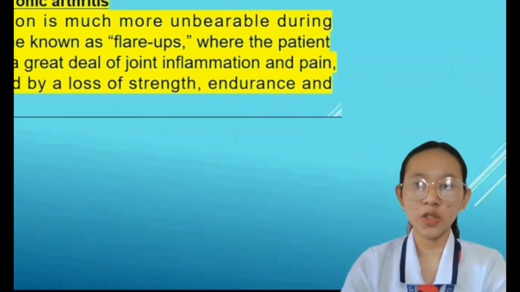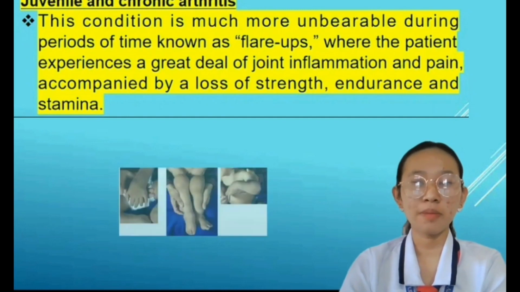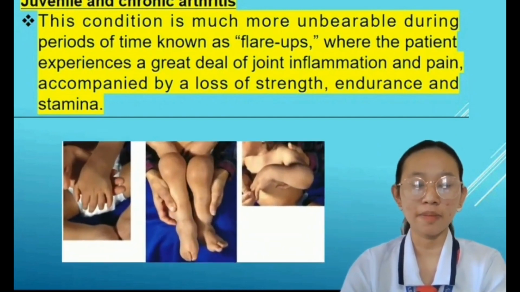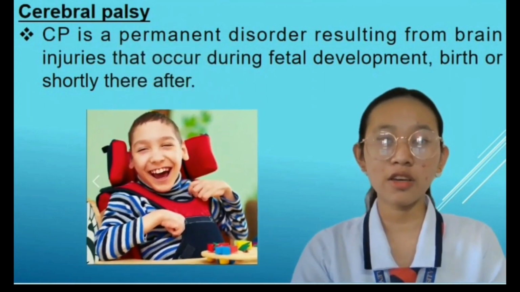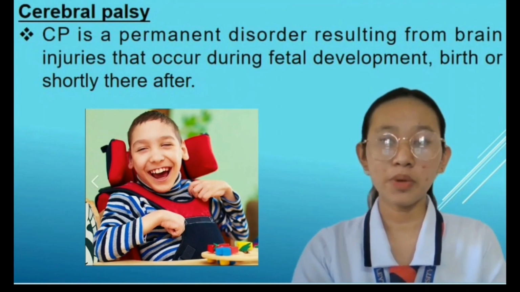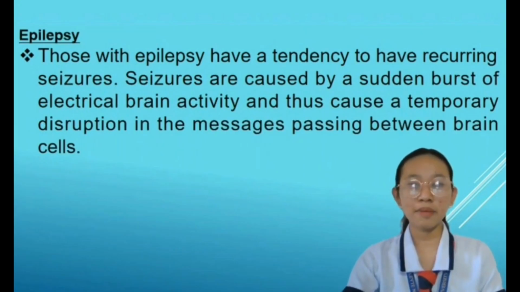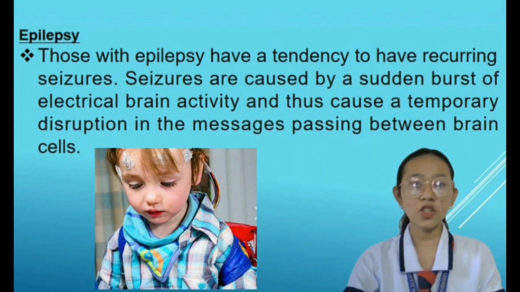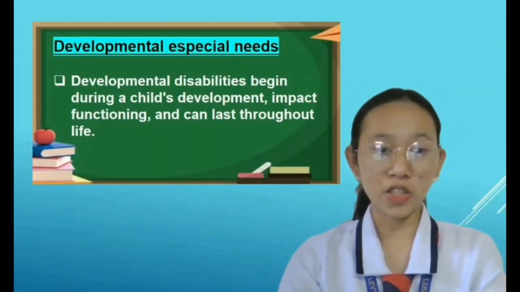Next is juvenile and chronic arthritis. This condition is much more unbearable during periods of time known as flare-ups, where the patient experiences a great deal of joint inflammation and pain, accompanied by a loss of strength, endurance, and stamina. Cerebral palsy, or CP, is a permanent disorder resulting from brain injuries that occur during fetal development, birth, or shortly thereafter. And the last one is epilepsy. Those with epilepsy have a tendency to have recurring seizures. Seizures are caused by a sudden burst of electrical brain activity and thus cause a temporary disruption in the messages passing between brain cells.